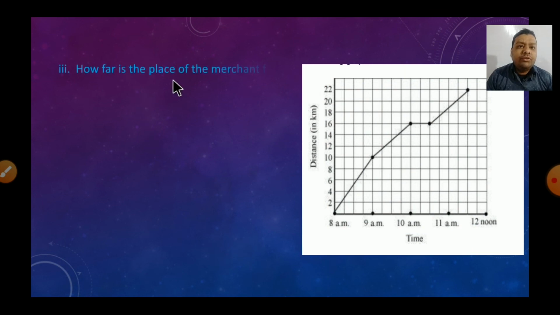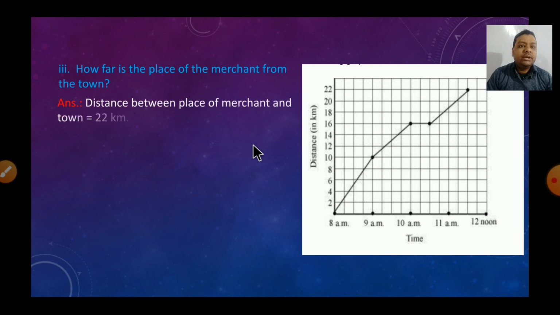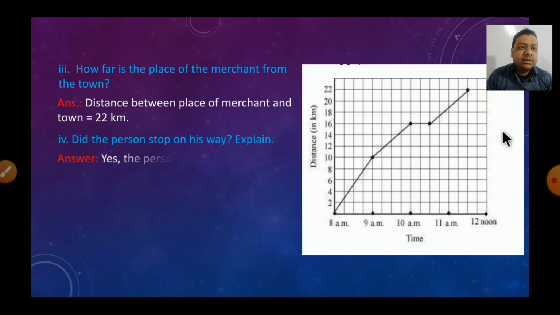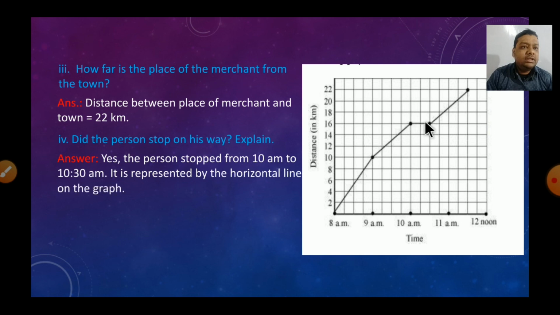Now, how far is the place of the merchant from the town? How far? How much distance? He started from 0 and he reached up to 22 kilometers. So the total distance is 22 kilometers. Okay. Now, did the person stop on his way? Explain. Let's see, dear. You can see this part, dear. There is no increase or decrease in distance. So in that time, the person stops.